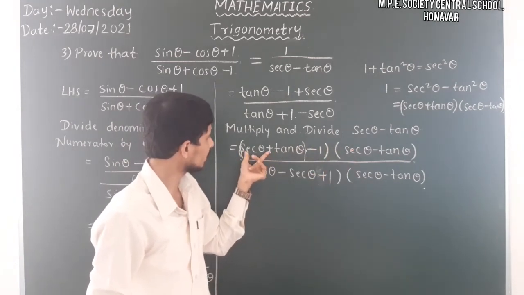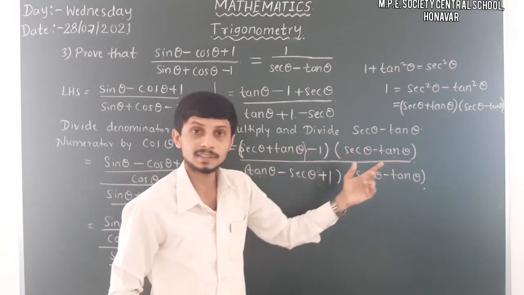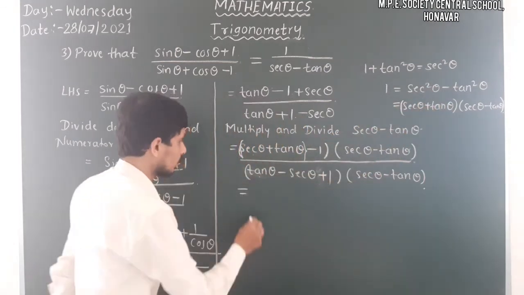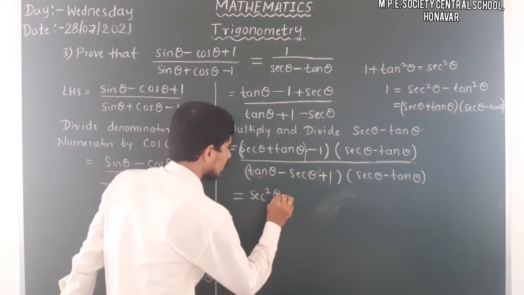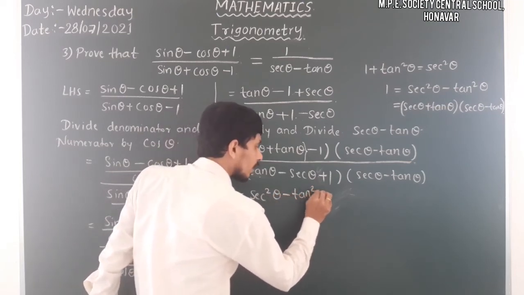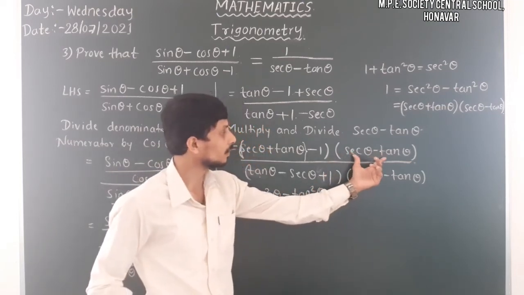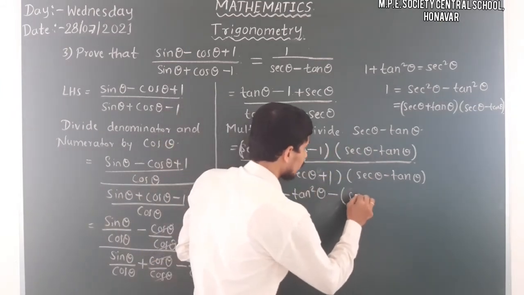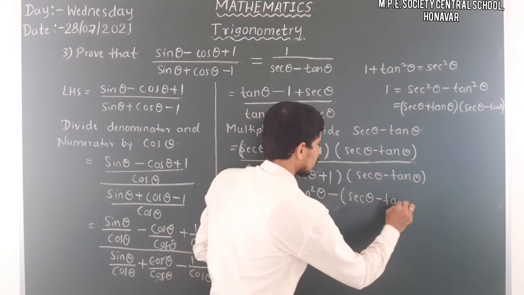First the thing is secant theta plus tan theta into secant theta minus tan theta. Then we are getting the required thing, secant square theta minus tan square theta. And then we have to multiply this monomial with the second term, that is minus 1 into secant theta minus tan theta.